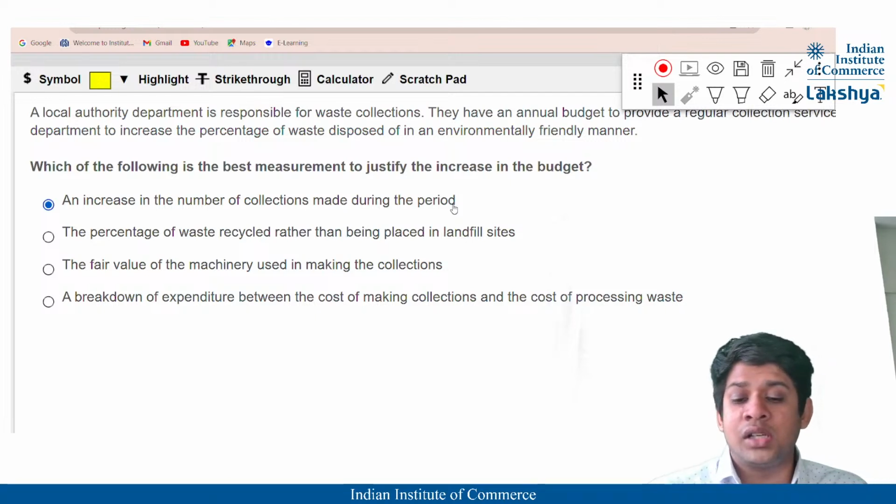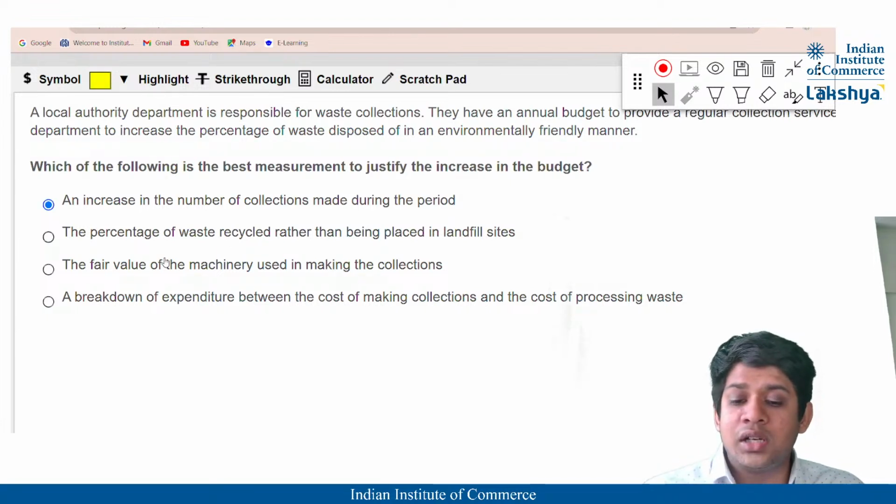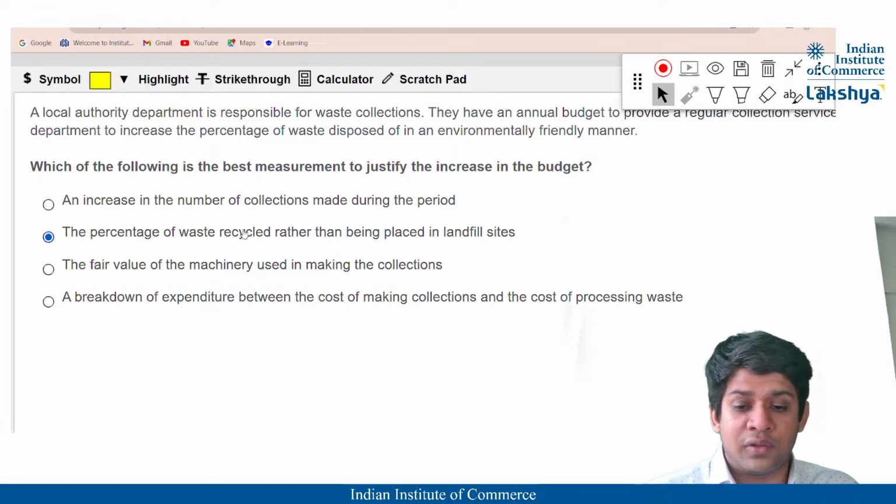It is not measuring the percentage value of how much is recycled. The percentage of waste recycled rather than being placed in landfill sites. Yes, this could be correct, right? You can identify the percentage of waste which is recycled to identify the waste which is disposed of, right? So technically you can take that into consideration.